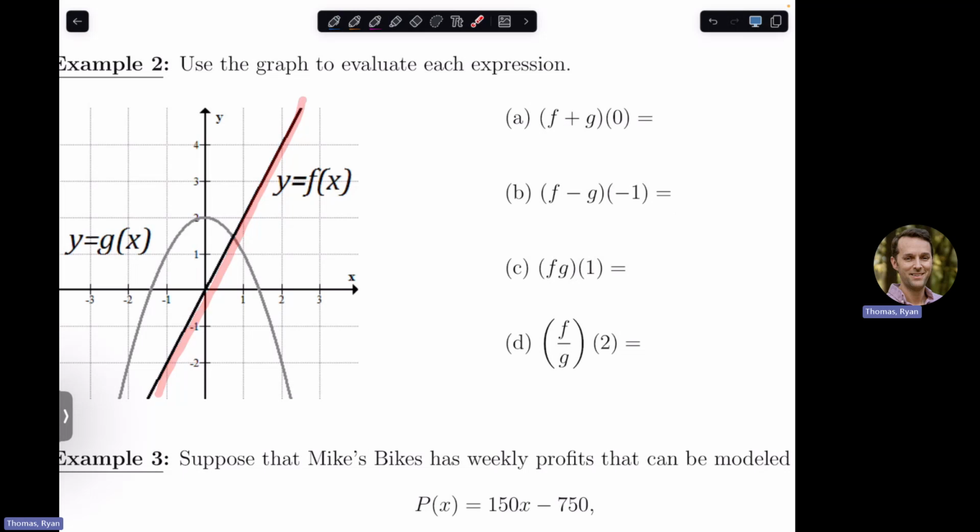Here's F. Here's G. I want to know what F plus G of 0 is. What do we do? What's 0? Is it an X, is it a Y, is it just a circle? Okay, that's an X value. So what can we do for starters? Go find 0. Here it is. And in sort of a bigger sense, here it is. That's x equals 0, that whole vertical line.